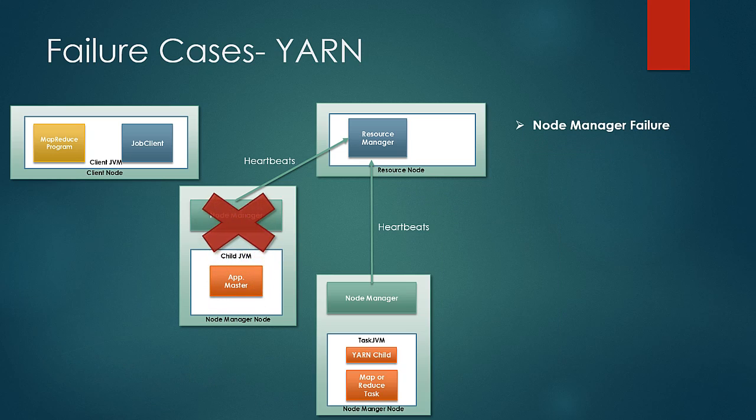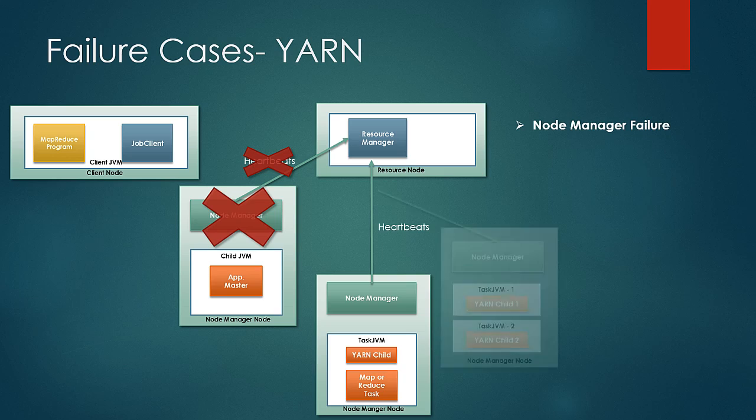Next, we look at the case where a node manager fails. If the node manager fails, it stops sending the heartbeats to resource manager. Resource manager waits for the node manager for a while, considering the case it might have slowed down. If resource manager doesn't receive a heartbeat for a certain period of time, it assumes that node manager has crashed. If an application master was running under the failed node manager, the steps described in application master failures are followed. All the remaining tasks are respawned on a new node manager.